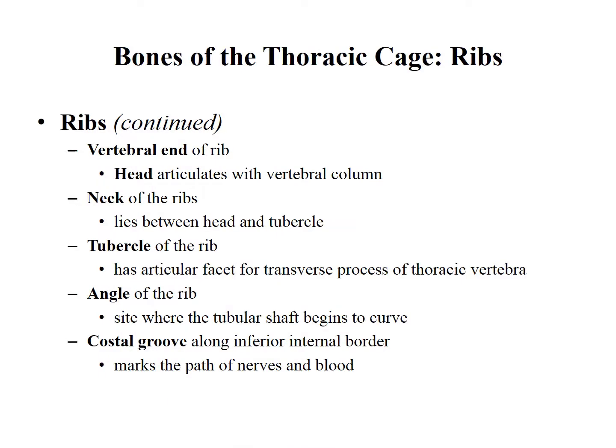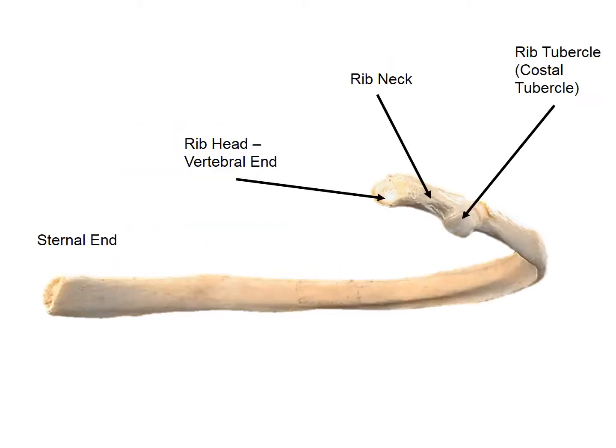Then we can get to some specific rib anatomy. All ribs have these identifying features. The identifying features you need to know for your lab test are the rib head, the rib neck, the rib tubercle, also known as the costal tubercle, and then what end is it? Is it the vertebral end or is it the sternal end? Basically, if it's attaching to the vertebra, that's the vertebral end. And whether or not it directly attaches to the sternum, it would still be referred to as the sternal end.